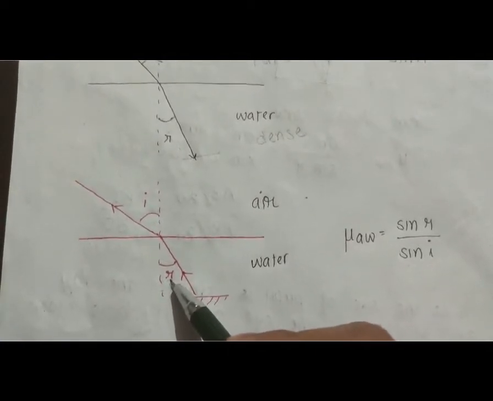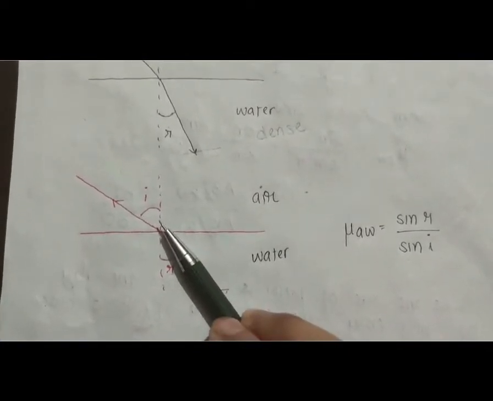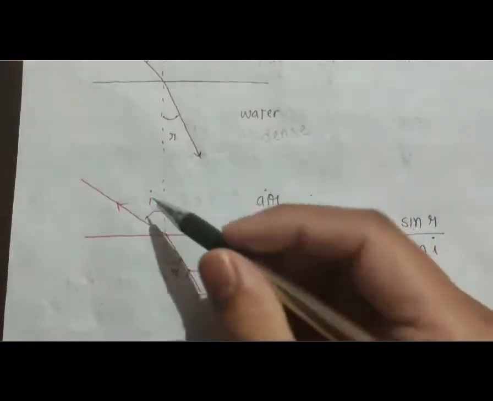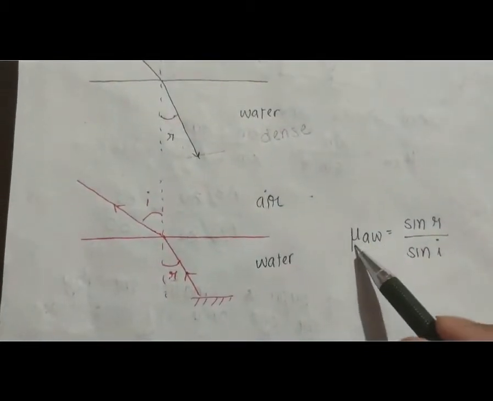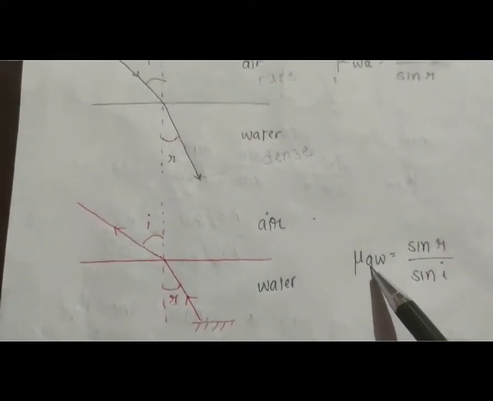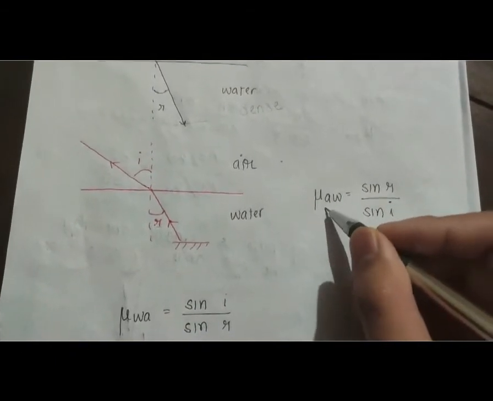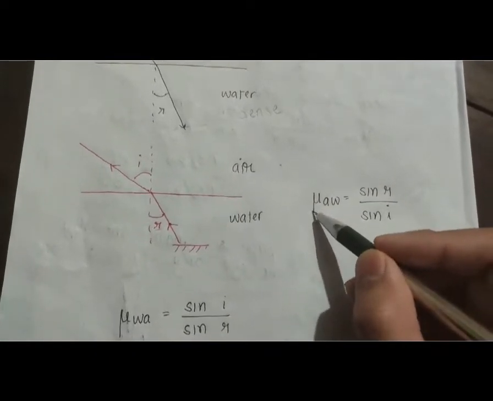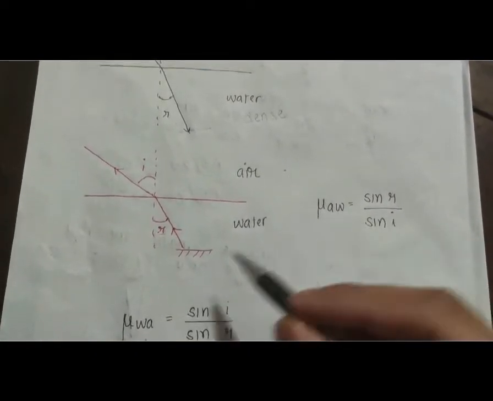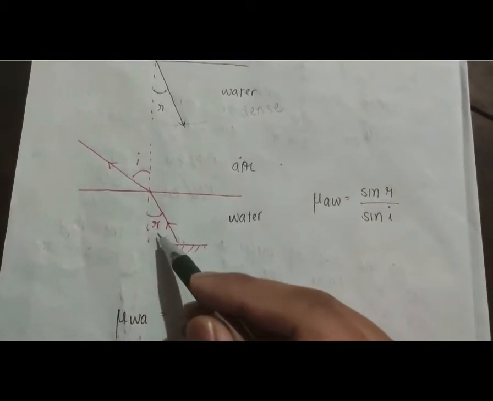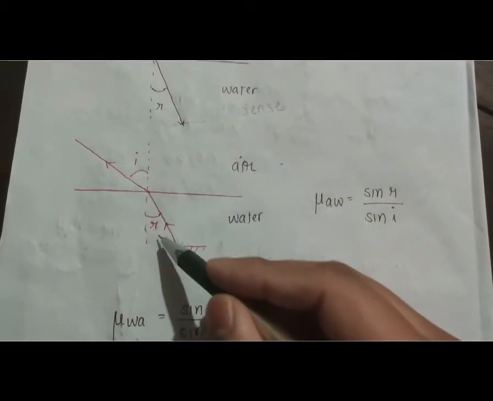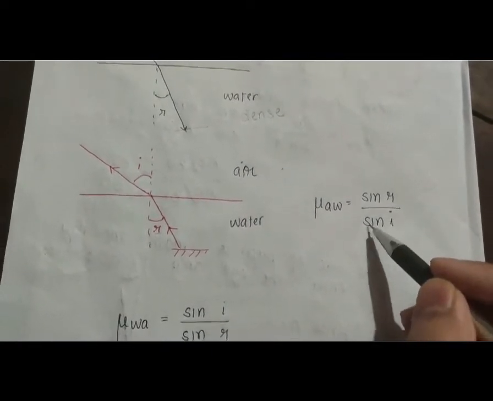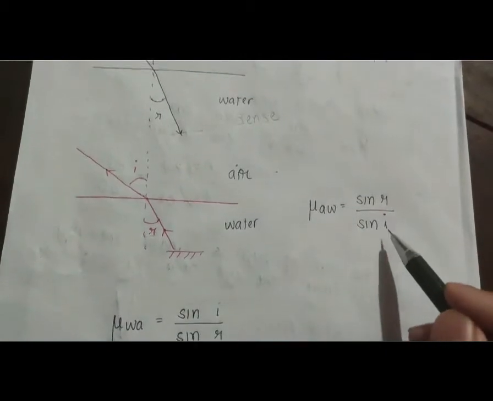But remember, this time what is your angle of incidence? It is your R, because this is the incident ray. So this is my R, and this is my refracted ray, so this is my I. So refractive index of air with respect to water: it is going to air, so I'll write air first, then water. Now in this case, which is my incident angle? Is it I? No, it is R. So I'll write sine of R. And which is my refracted angle? It is I. So I'll write sine of I.